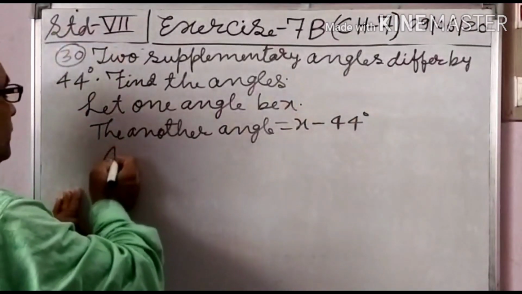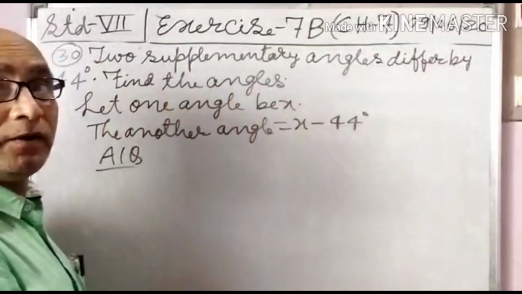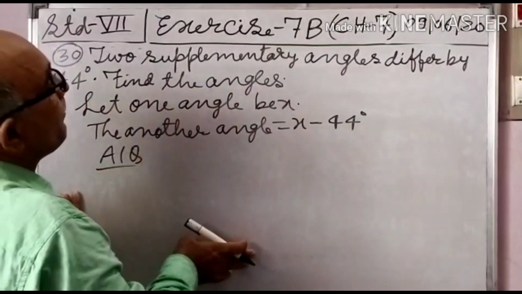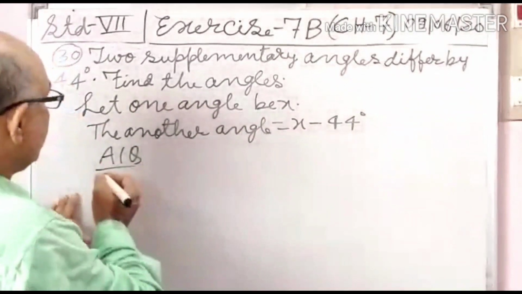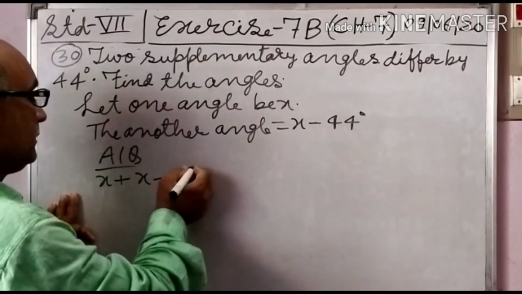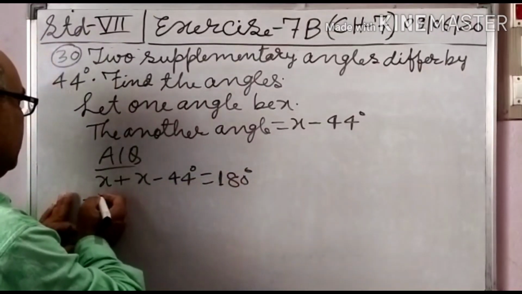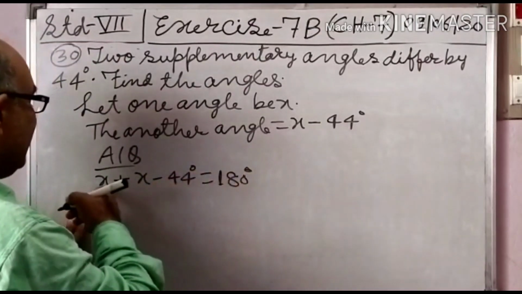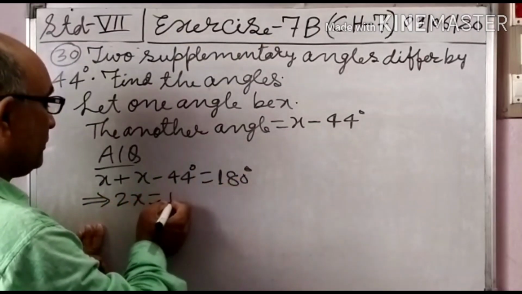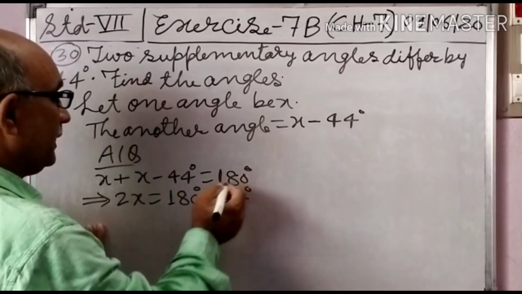Now, according to the question, two supplementary angles. So the sum of the supplementary angles is 180 degree. We know that the sum of a pair of supplementary angles is 180 degree. So x plus x minus 44 degree equal to 180 degree. That implies x plus x, 2x minus 44 equal to 180 degree plus 44 degree.